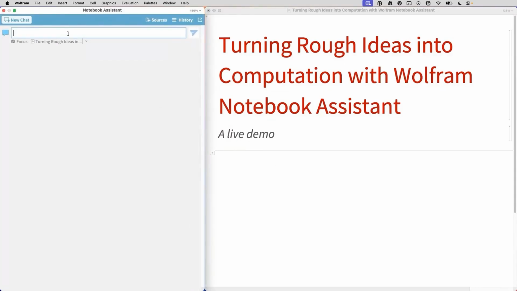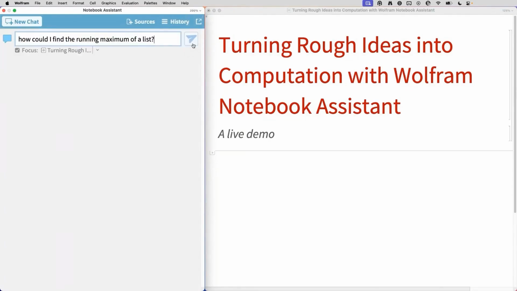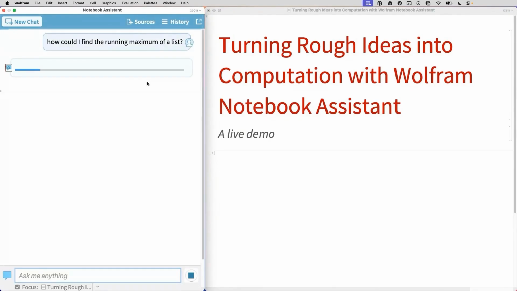We'll start simple. Say I'm brand new to Wolfram Language and I want to know how to do a basic programming task. Let me say something like, how could I find the running maximum of a list? Actually, let me bump the magnification here. It's a little bit small at 150 on this monitor. Maybe that's better for folks. And then I can just press enter. This gets sent to the assistant.